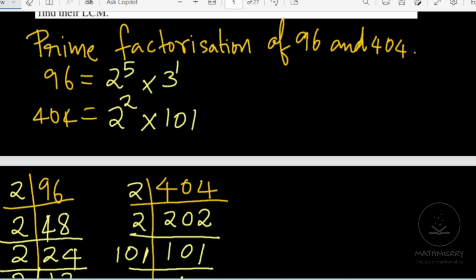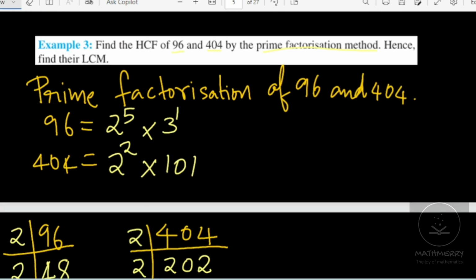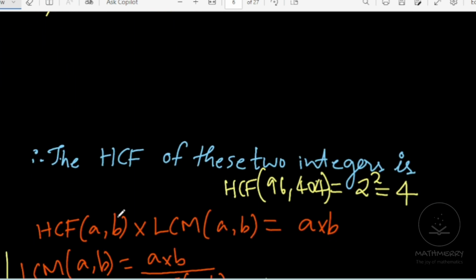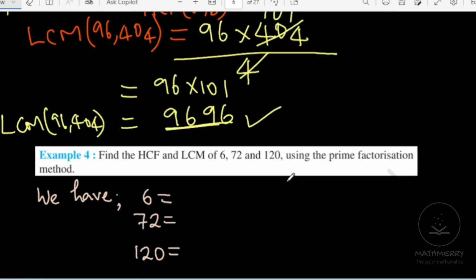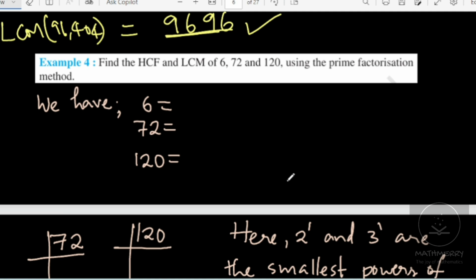So I will explain the structure again. First, obviously, the first part is our prime factorization. The second part is to find out the HCF. When we find the HCF, we can use that in the formula. After using it in the formula, we get the LCM as 9696. Now let's move to the next question, which is example 4.